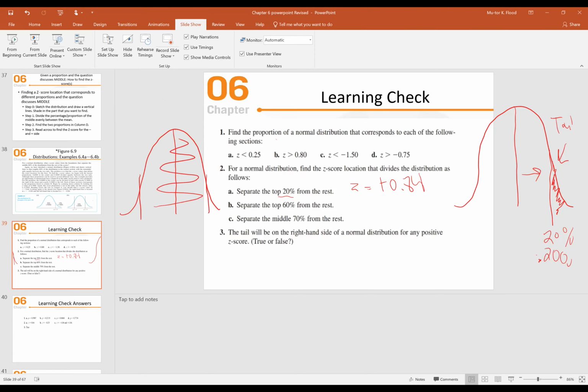So for these questions, we're going to use column D. The way we're going to use column D is to divide this 70% by 2. So there's 35% below the mean, and 35% above the mean. 35% plus 35% gives us 70%. So we're going to go into column D of our unit normal table and find the closest number to 0.3500, which is equivalent to 35%.